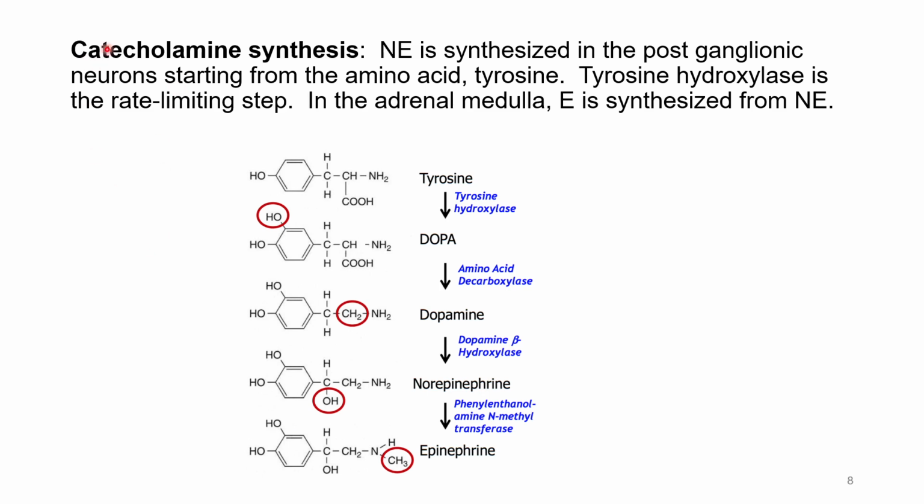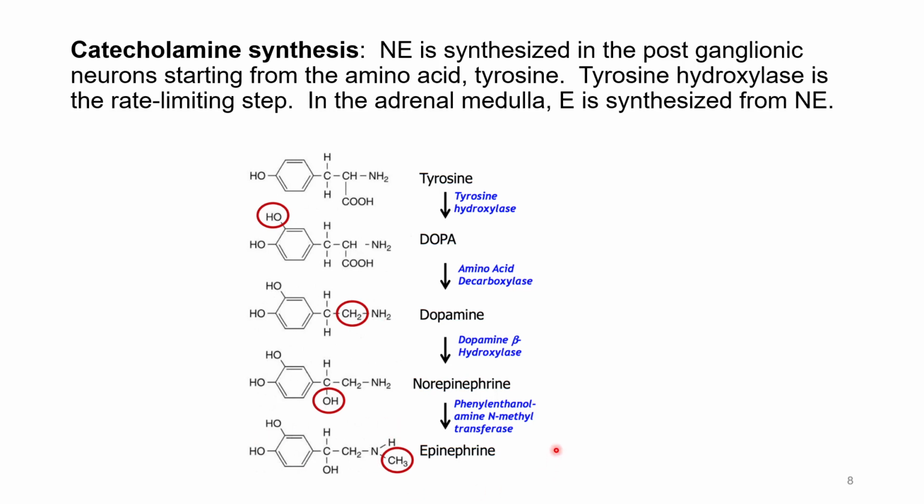So a catechol is where you have an aromatic ring, so think of a benzene ring like this, where you have two hydroxyl groups next door to each other. That's a catechol. And then a catecholamine is where you also have an amino group, which you can see, these are examples of amino groups here, that are also in the compound.